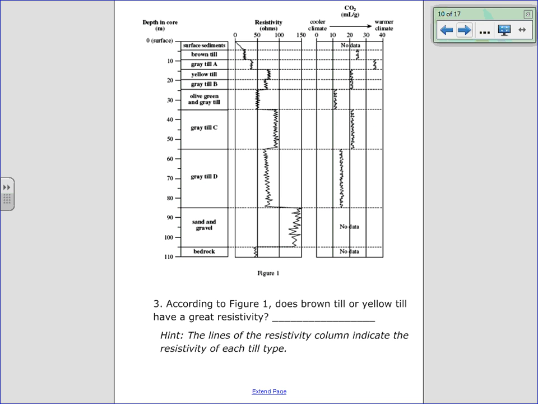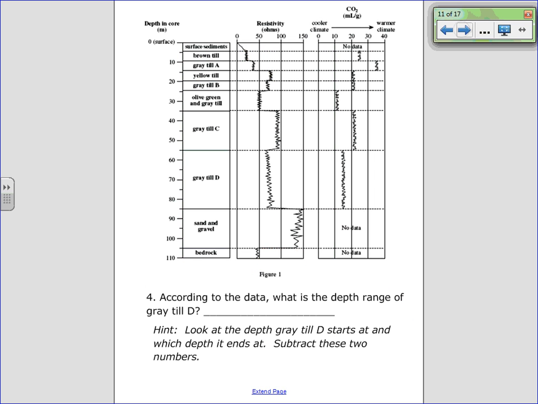Number 3, according to figure 1, does brown till or yellow till have a greater resistivity? All right, so we're going to figure 1. We only care about figure 1. Brown till, yellow till, greater resistivity. Brown till, here, resistivity, 25. Yellow till, here, resistivity, 60. Which one has a greater resistivity? Yellow, 60 ohms.